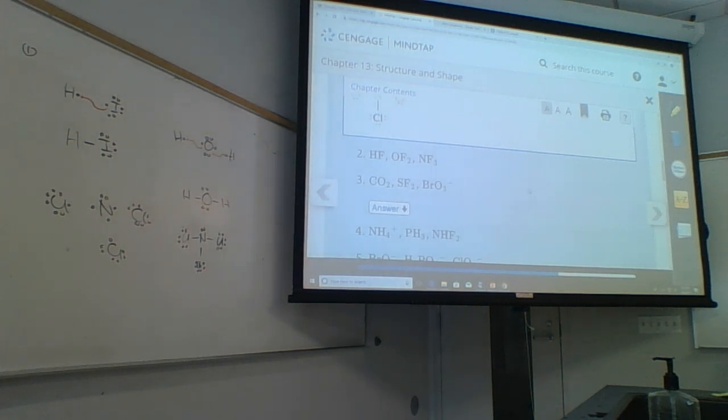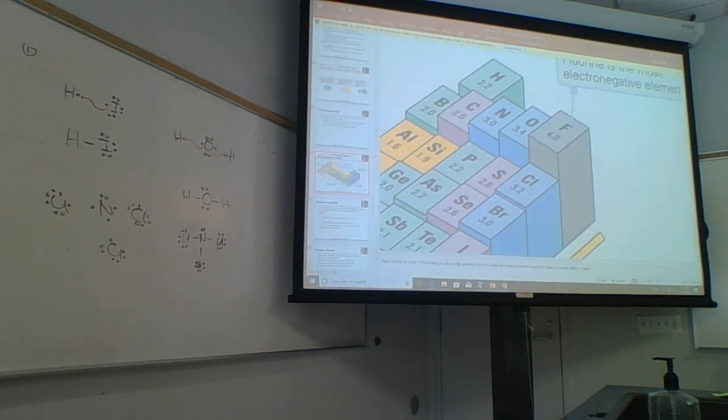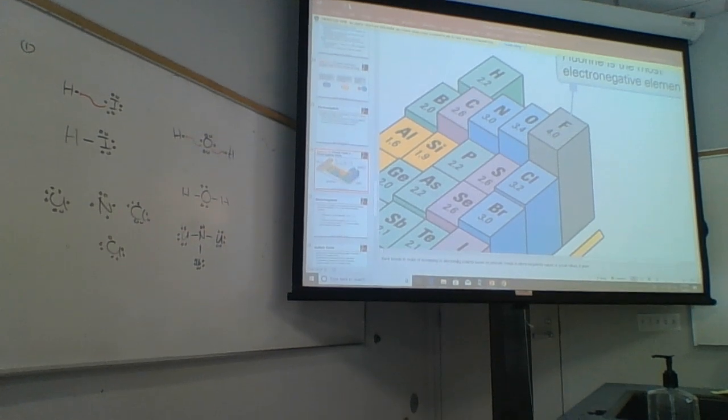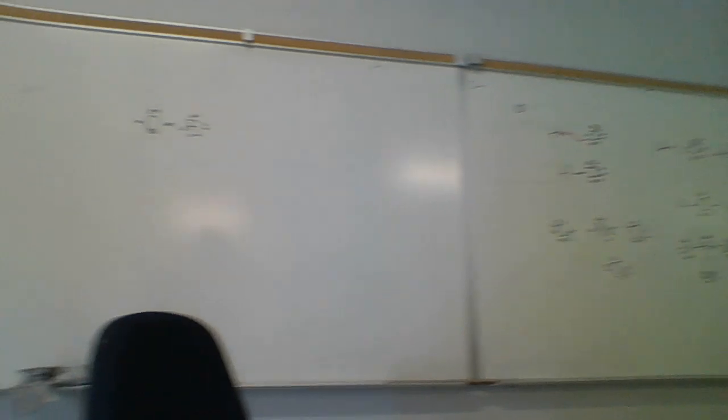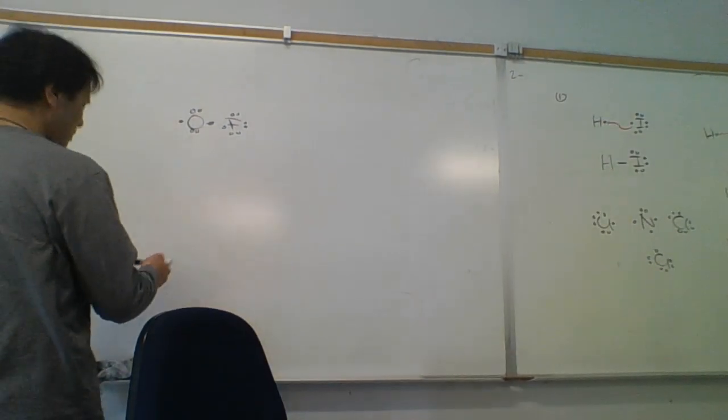OF2. Oxygen wants to form 2 bonds. Fluorine wants to form 1. The fluorine's going to try to strip the electron off oxygen, but it's not going to be successful at stripping the electron because of the delta EN, oxygen, fluorine. Let's take a look. Oxygen's a 3.4, fluorine's a 4.0. So it's a 0.6. So they're going to share. So it's going to look something like this.